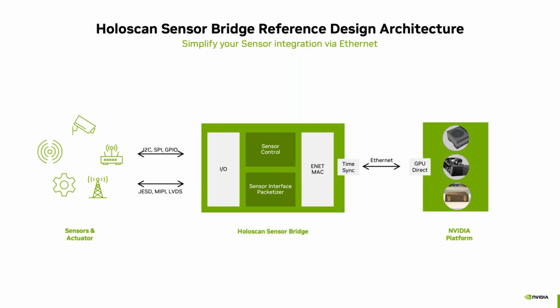And then it packetizes all the sensor data into UDP packets and sends it to the compute via 10 gig Ethernet. You also have the ability to bring in your own sensor. So depending on what your application is, you can either work with our sensor partners to get one of their sensors, or bring in your own sensors, and Holoscan will work with both.